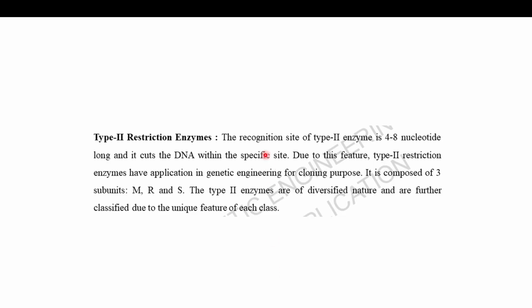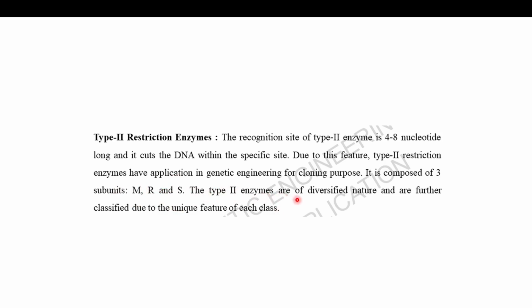When we talk about type 2 restriction enzymes, the recognition site is usually 4 to 8 nucleotides long, and it cuts within that particular site. Due to this feature, type 2 restriction enzymes have application in genetic engineering for cloning purposes. And again, it has three subunits, M, R, and S type. This is the restriction, this is DNA binding, and this is methyltransferase.